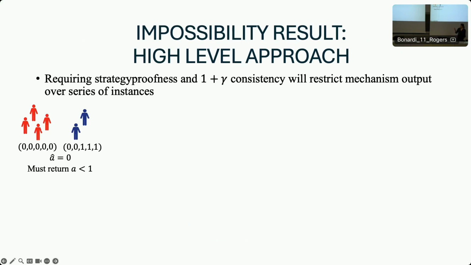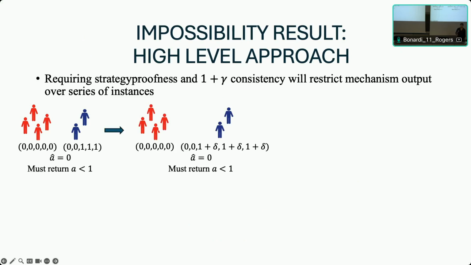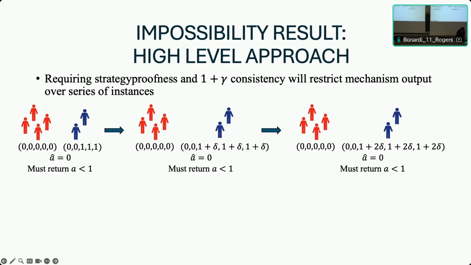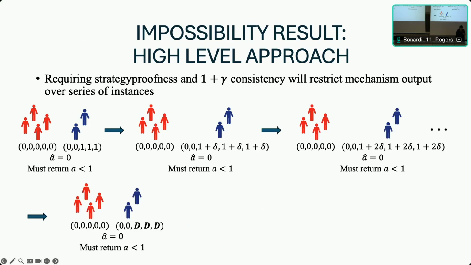Now, because we have this restriction on this instance, when we allow the blue agents to move their 1 labels to 1 plus delta, in order to maintain strategy proofness, we still have that condition of returning something less than 1. And then we can keep doing this. We keep shifting those points of the blue agents until really, really large D. And even still, we have to return something that's less than 1.